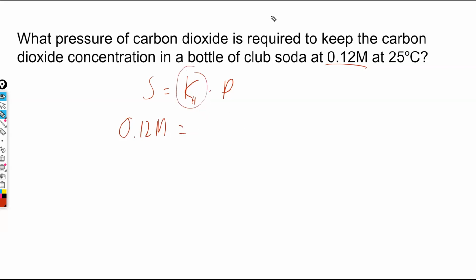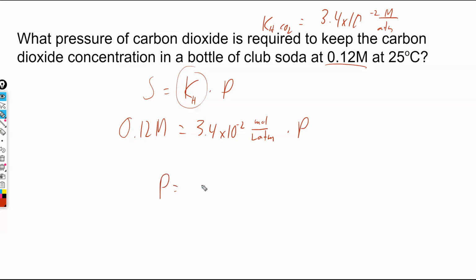But I would give you this constant, or you have to find it. The constant for CO2 is 3.4 times 10 to the negative second molar per atmosphere. So we'll take that, plug it in here, and then we're just going to solve for P. That's all. So we're going to divide this over, solve for pressure, and we get 3.5 ATM.